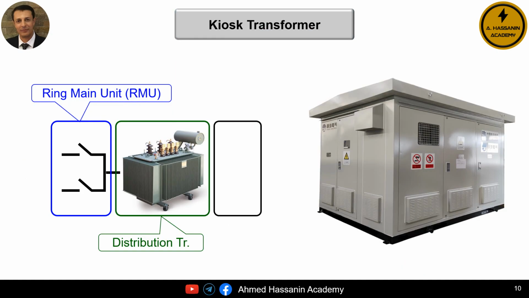The second part of the kiosk transformer is the distribution transformer section, through which the medium voltage is transformed into low voltage to supply various low voltage loads, such as lighting loads, residential loads, city utility loads, or generally any low voltage distribution network loads. The third part of the kiosk transformer is the low voltage distribution panel, also known as the low voltage switchboard or the main low voltage circuit breaker panel.